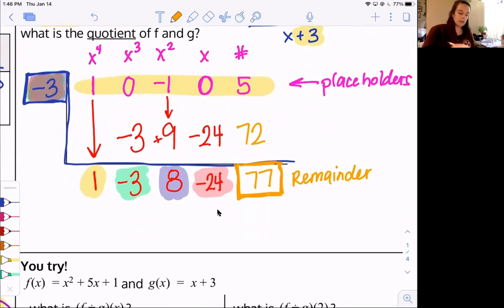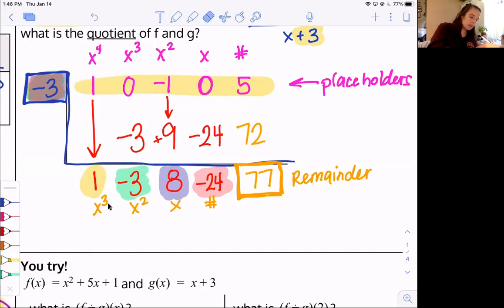So that's my remainder. Then I have my number. I have x. I have x squared. And I have x to the third. Right, so I don't want to forget my constant. So here's what I'm going to do. I'm going to put all these numbers together in one answer. So I have 1x to the third. So I'm just going to write x to the third.